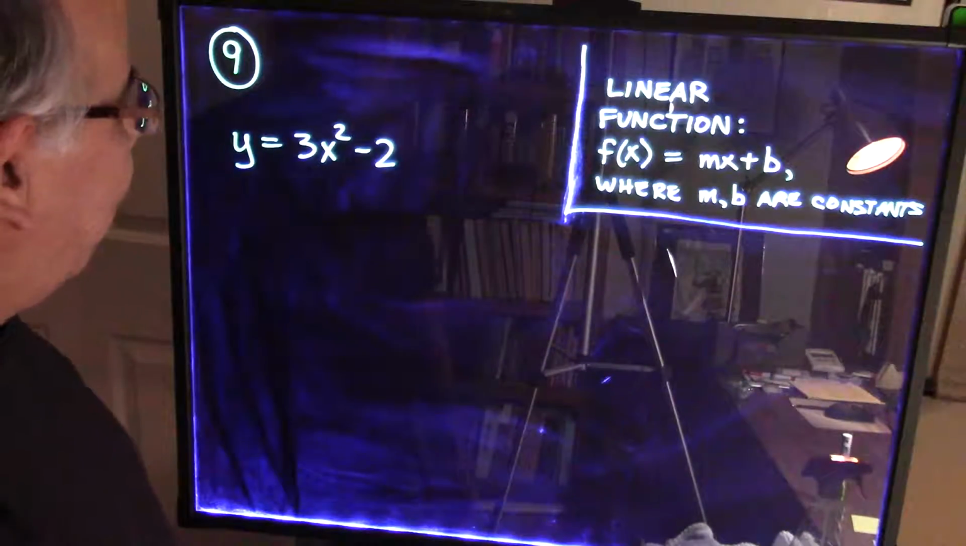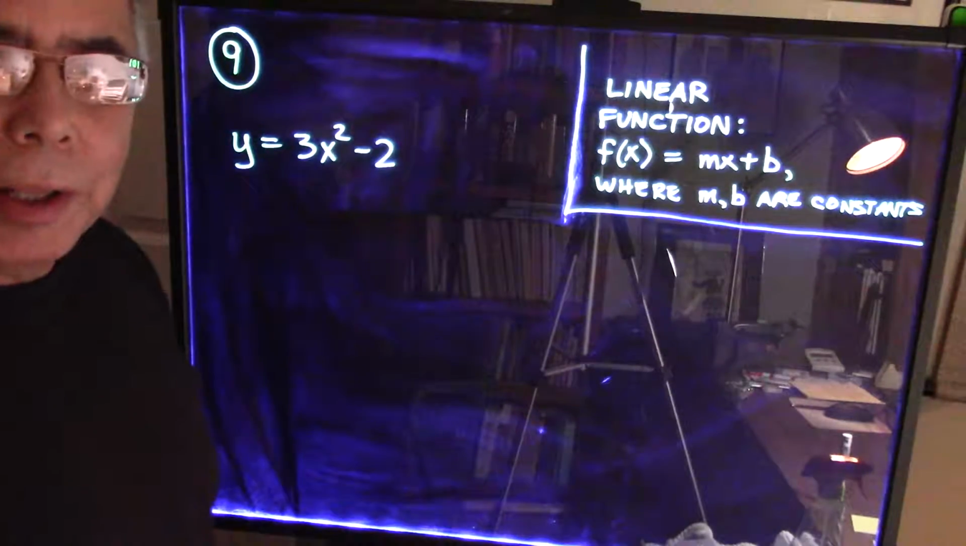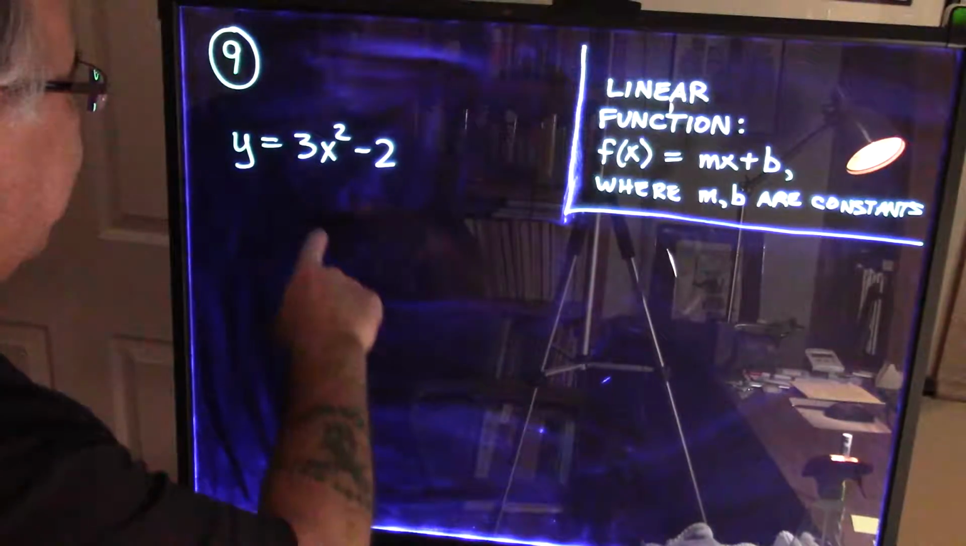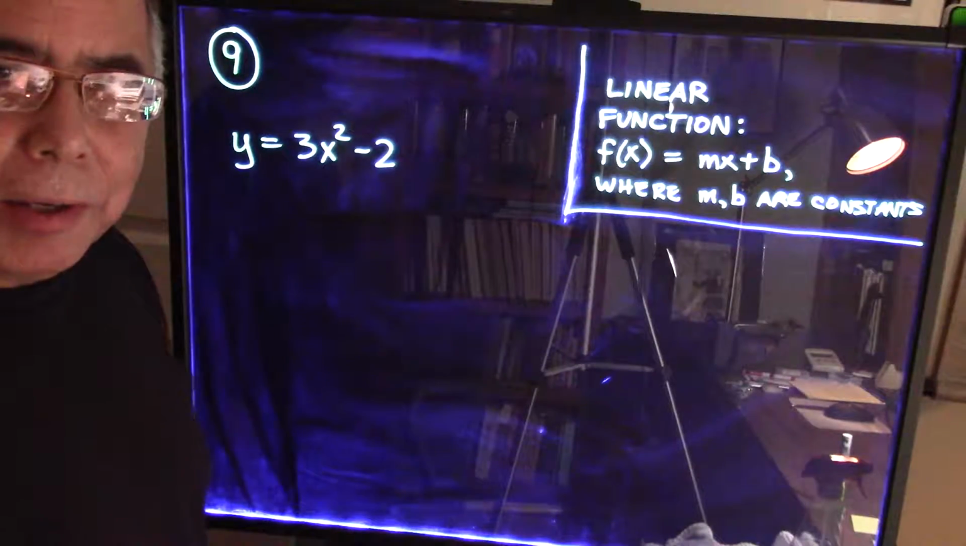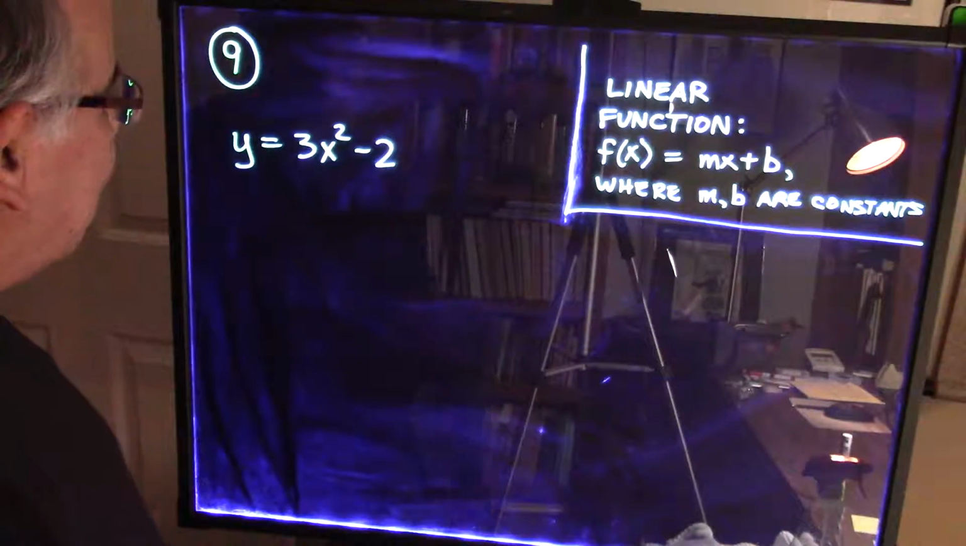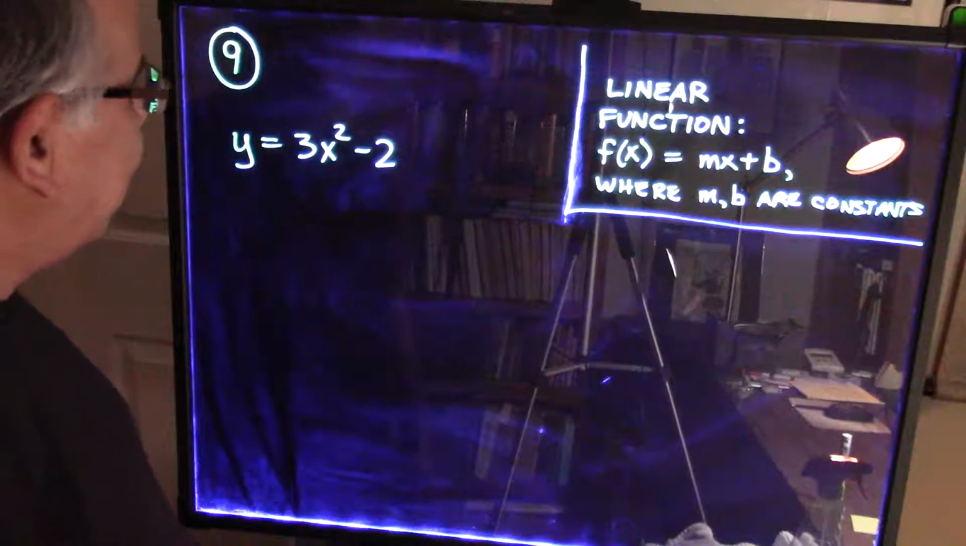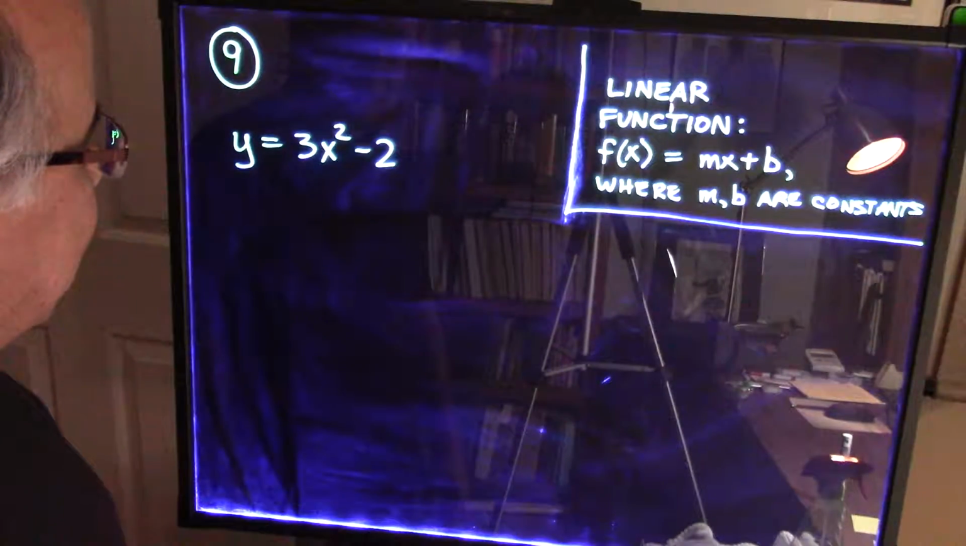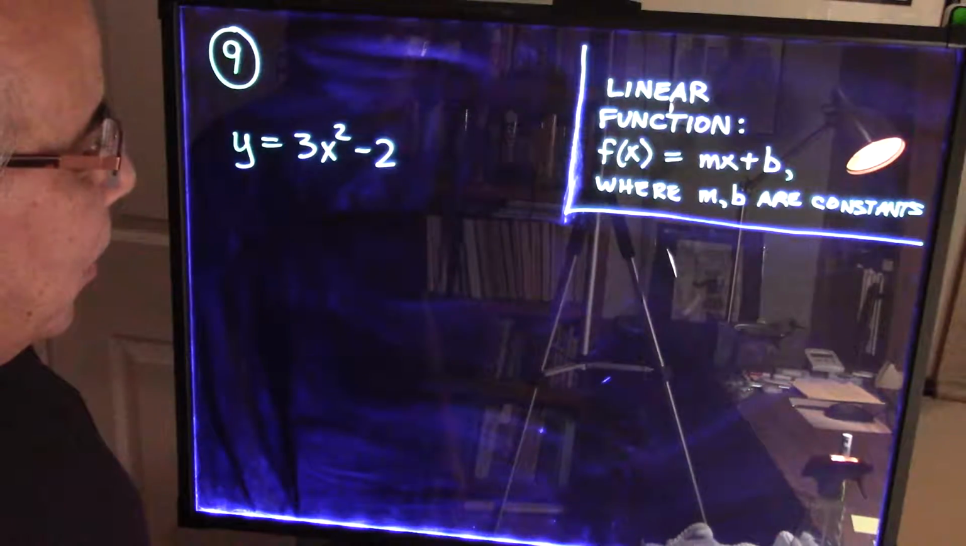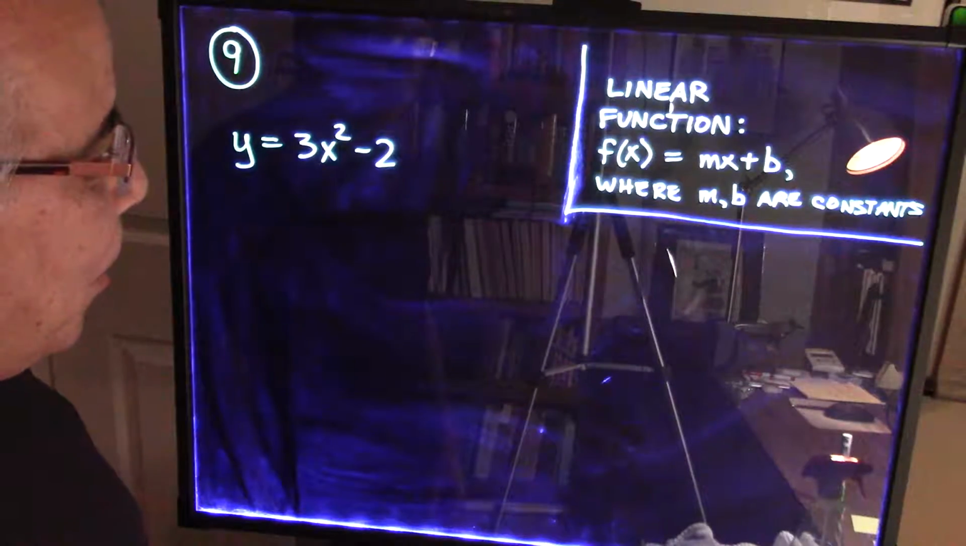And a linear function will have the graph of a straight line always. But this has a parabola as its graph. Okay, you remember those? So if you graph that, you'll get a parabola, which is not a straight line. So the answer is no.